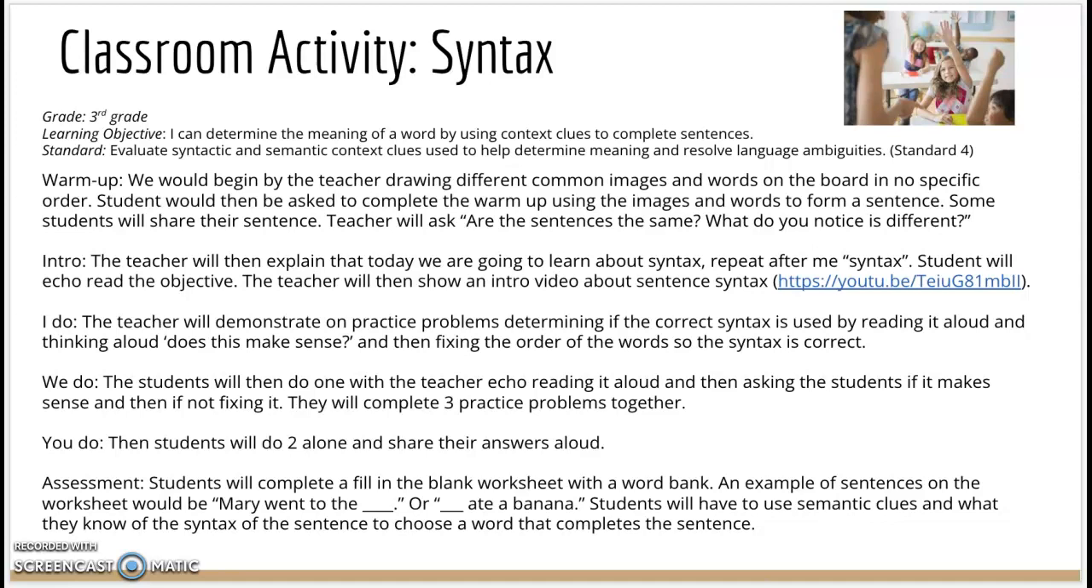This allows the teacher to walk around and get a general idea of how students are doing in learning the language, where they're at, and see if they have developed or acquired that skill of being able to place a sentence in the correct syntax on their own.